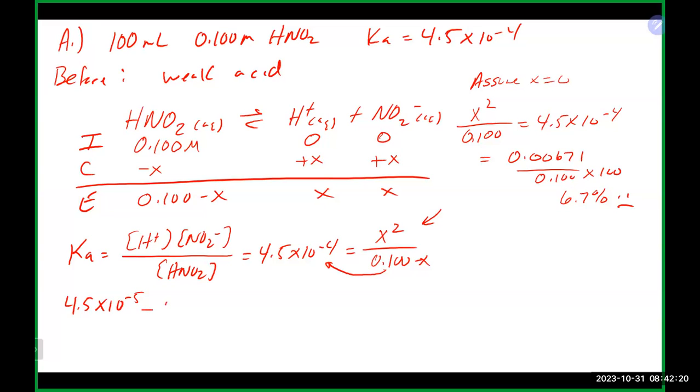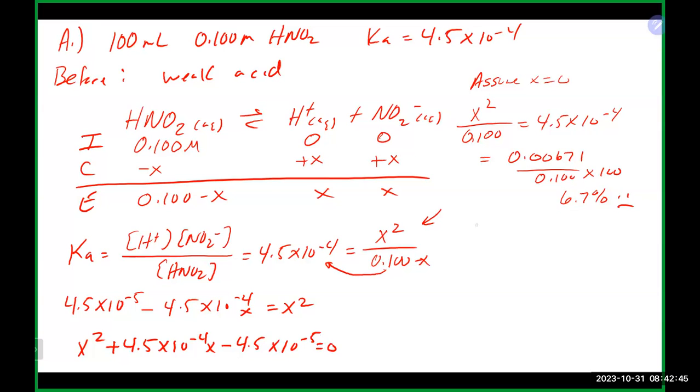Equals minus 4.5 times 10 to the minus 4 x equals x squared in this case. We're going to bring everybody to one side, so I'm just going to bring everybody on the left to the right, and that will give me x squared plus 4.5 times 10 to the minus 4 x minus 4.5 times 10 to the minus 5 is equal to 0.